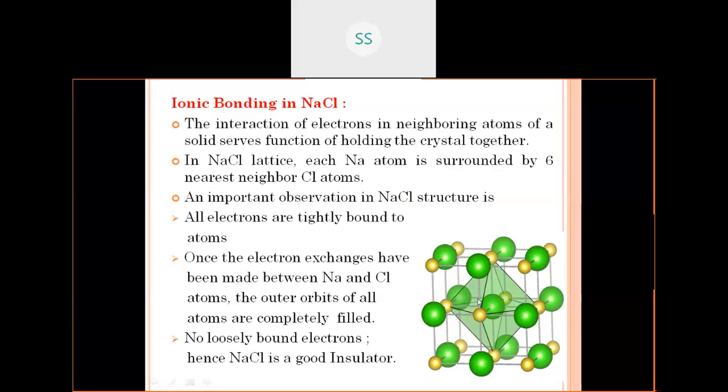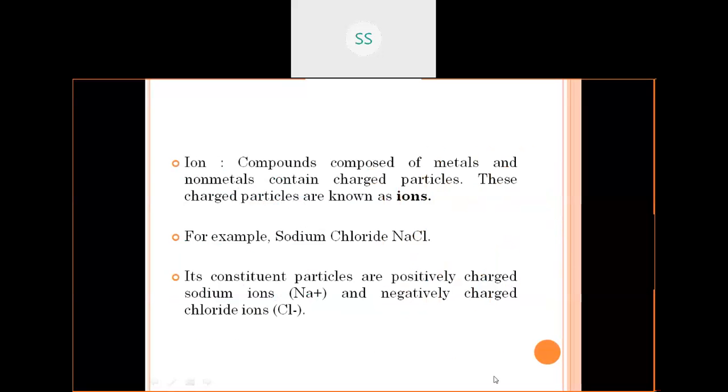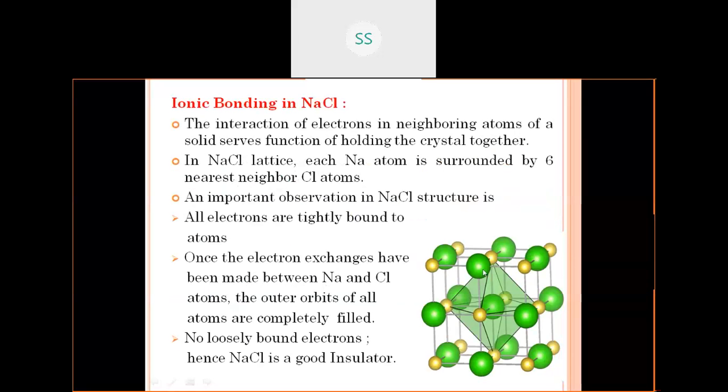But to write in your papers, you can use the previous picture only, that is, ionic bonding in sodium chloride. Here, as it's a cross sectional view, you see only four, but the exact 3D picture shows the NaCl lattice, where each Na is surrounded by 6 Cl atoms.